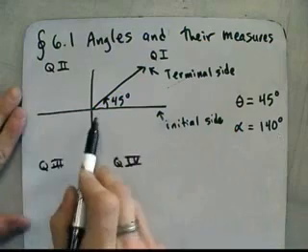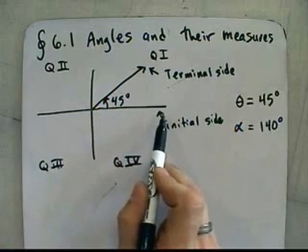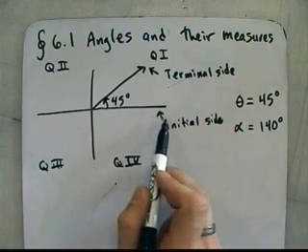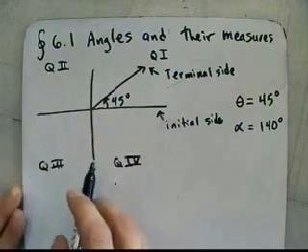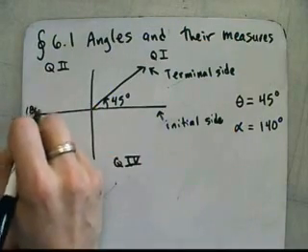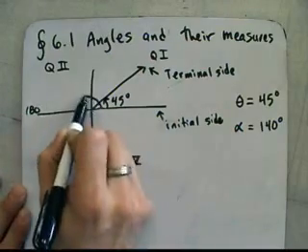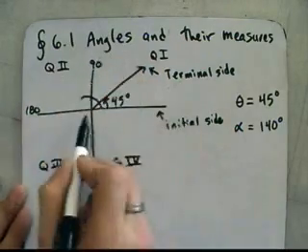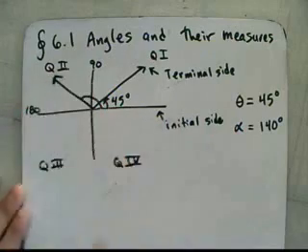So 140, if I start at the initial side, I'm going to go 140 degrees in the counterclockwise direction. That's this direction right here. How far is it all the way over here? It's 180. You guys are okay with that. This is 90 up here. So 140 would land me somewhere right here, and I'm feeling pretty good.